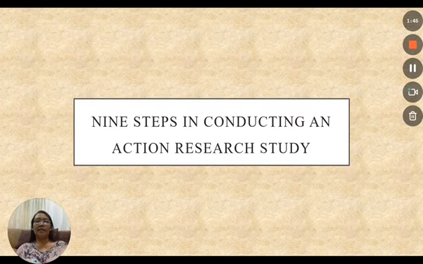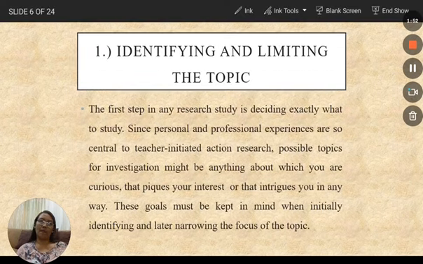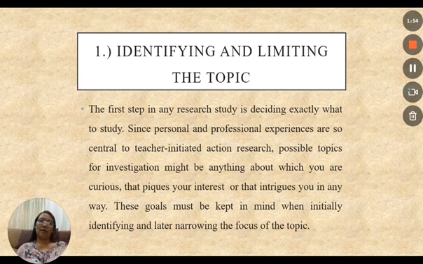We have nine steps in conducting an action research study. First, identifying and limiting the topic. The first step in any research study is deciding exactly what to study.